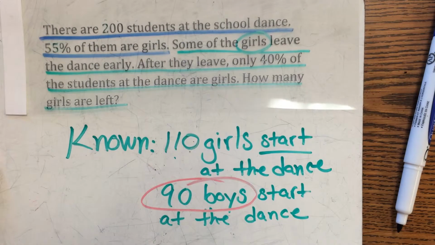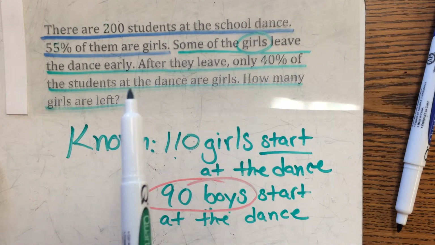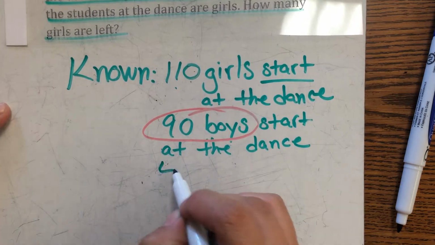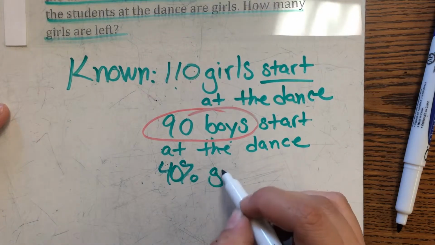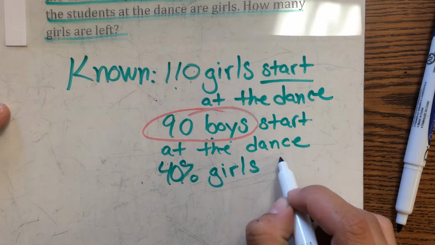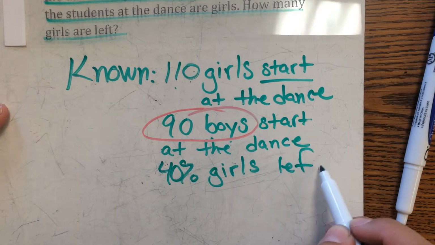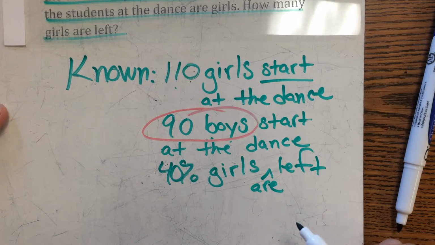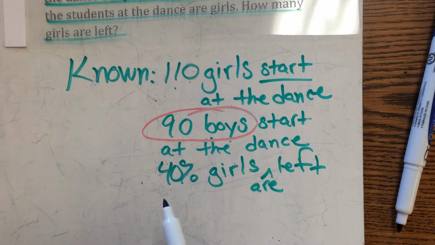What else do we know? We also know 40% of the students left at the dance were girls. 40% girls left. Girls are left. Not 40% of them went home. 40% of them are still at the dance.